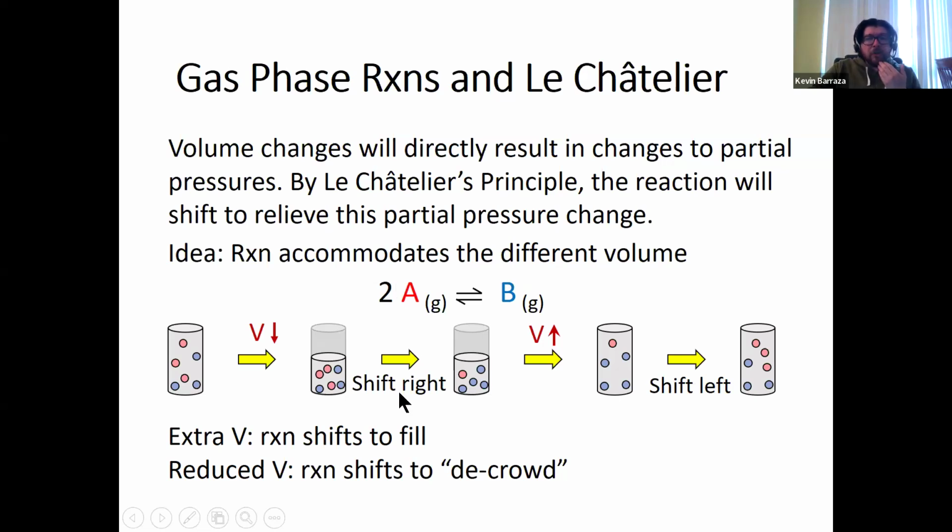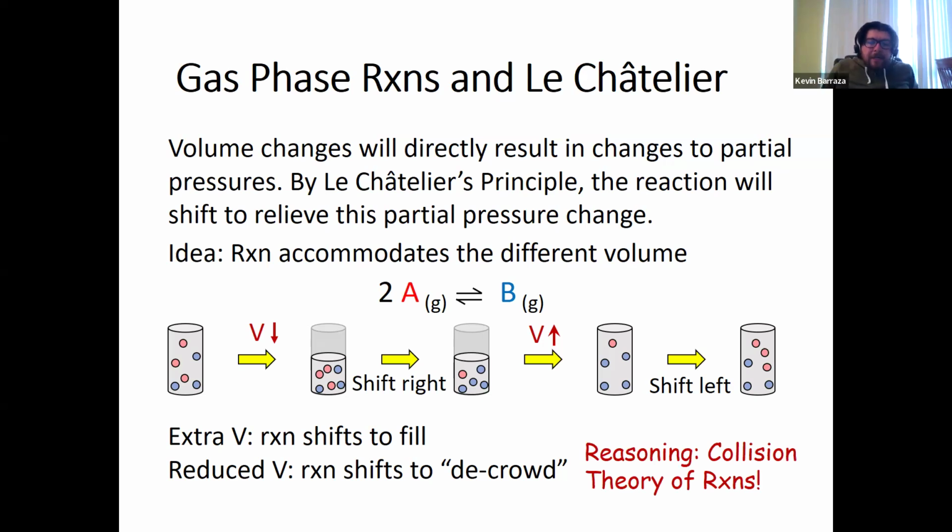And if the volume decreases, it'll try to get rid of particles to make it less crowded. It'll shift to the side that has less gas. So again, it depends on the exact balanced chemical equation, which side has more gas and which side has less gas. And the idea is the reaction goes whichever way to undo too crowded or too sparse. It'll try to fix that.